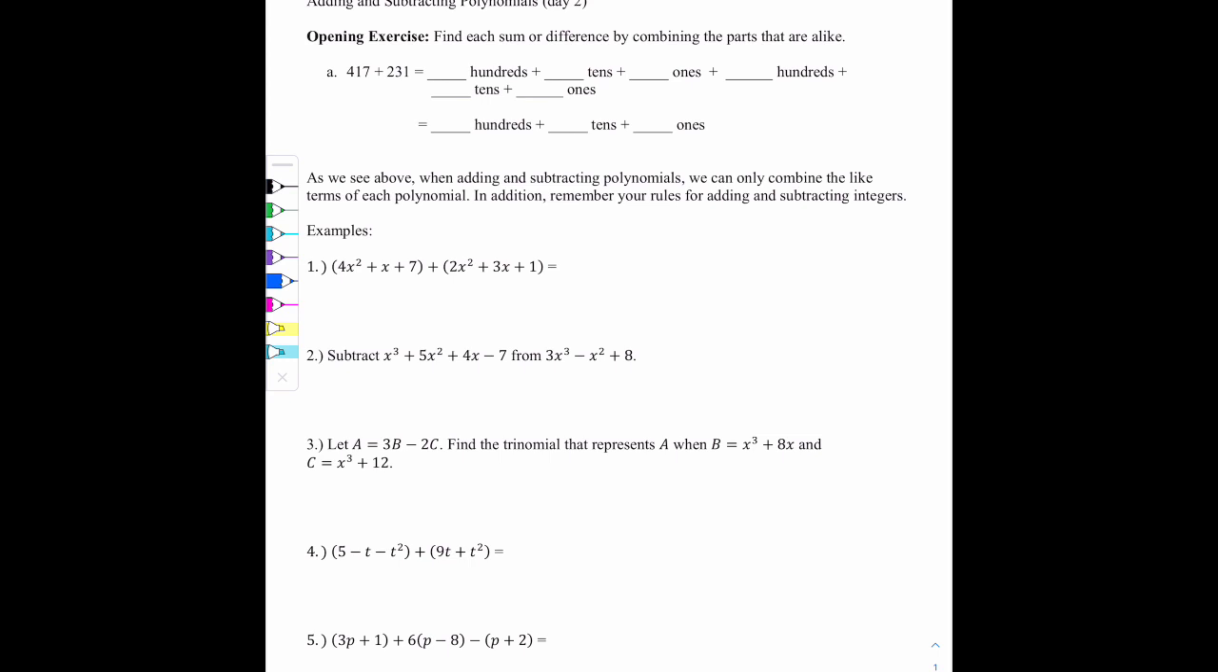So if you would please pause the video at this time and try the opening exercise, and then resume the video when you're ready to check your answers and move on.